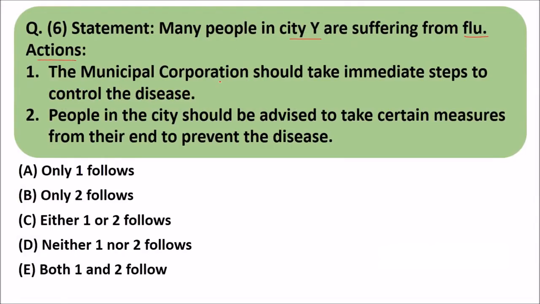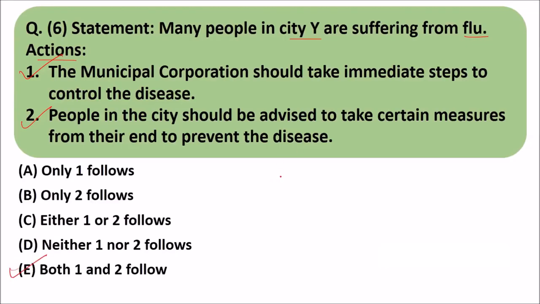Statement: Many people in city Y are suffering from flu. Actions: The municipal corporation should take immediate steps to control the disease. Yes, this is a very practical action which should be taken, because if they are suffering from flu, this is needed. People in the city should be advised to take certain measures from their end to prevent the disease. This is also correct, because people should also be educated. They should be told how to remain safe, how to make sure that they don't catch the flu. So both the actions are very correct, and both should be followed simultaneously. Both are needed. So we can write both 1 and 2 follow.